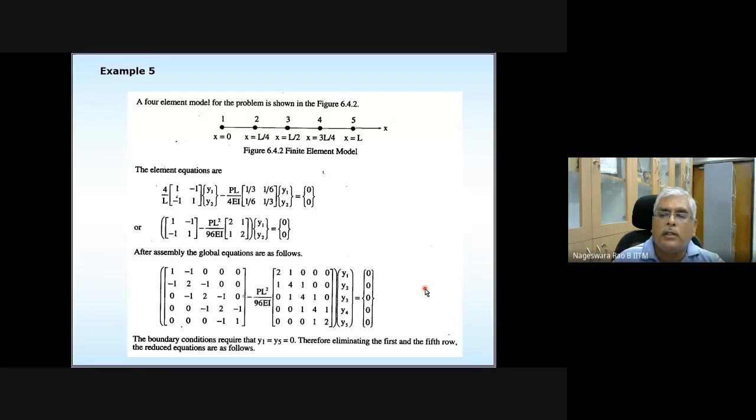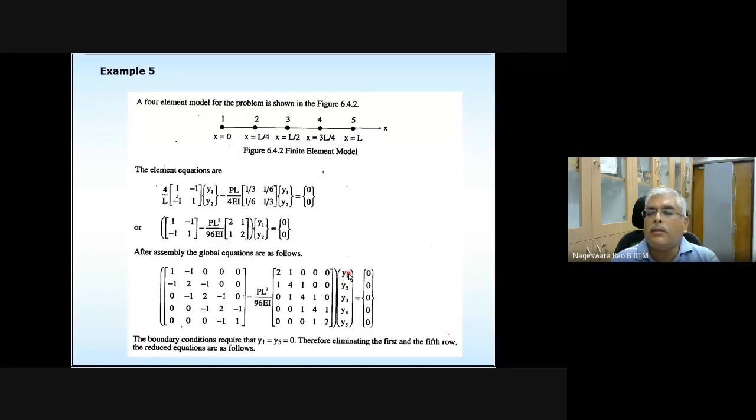And now this is going to be an eigenvalue problem. We need to solve for eigenvalues and eigenvectors. The lowest eigenvalue corresponds to your critical buckling load. How it is, we are going to see in a while.